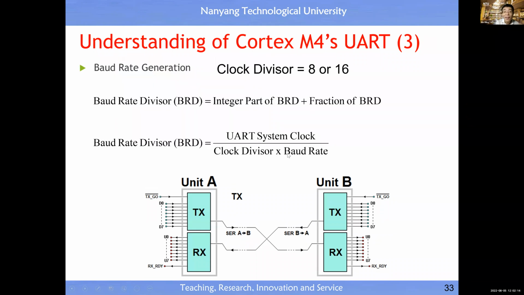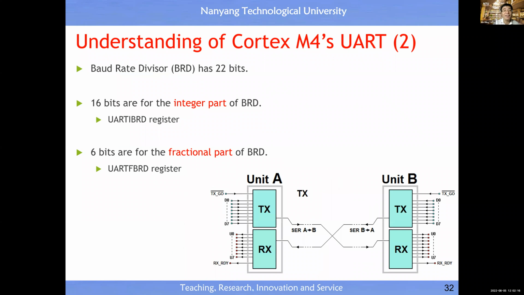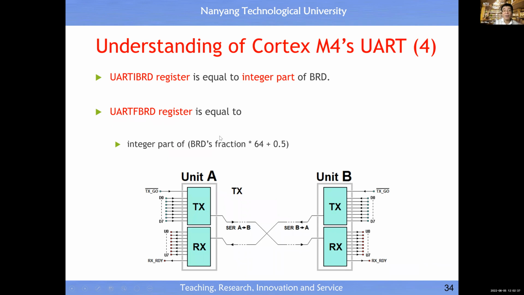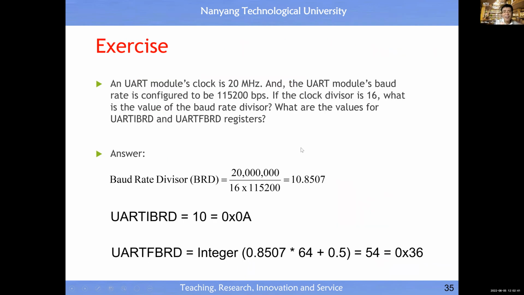He does not give you the equation because a fraction is like 0.11123, but the register can only house digits as an integer. So we must know how to convert a decimal into an integer. So do this conversion: 64 times this plus 0.5. And here I'm showing you an example.